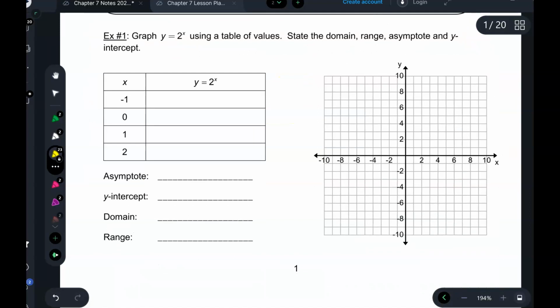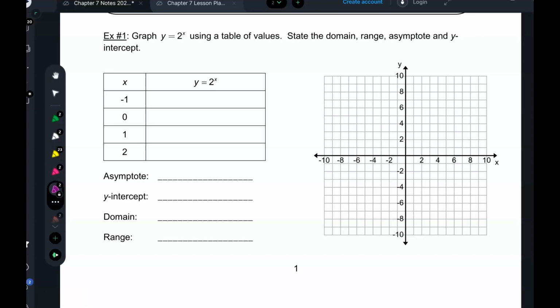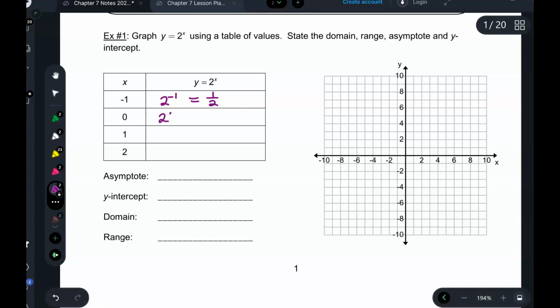All right, so let's graph y equals 2 to the x using a table of values. So in the beginning, we're going to do a table of values, and then we're going to start graphing them more quickly in the future. So let's start off with plugging in -1. What happens when I have a negative exponent? You put a 1 over it, so it becomes the reciprocal, which would be 1 over 2. 2 to the 0 is 1. 2 to the first is 2. And 2 squared is 4.